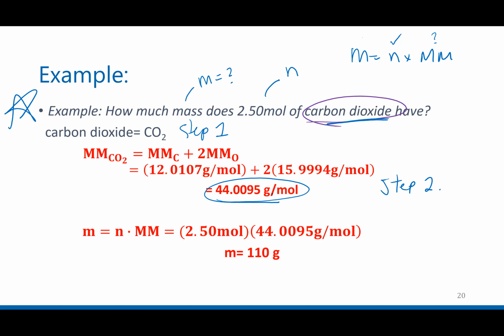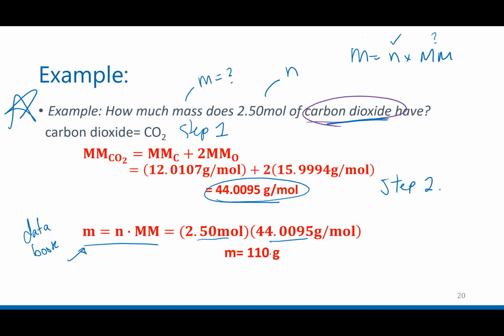So if I give you the chemical formula, your next step is to get the molar mass, which is here. Again, what I did for the molar mass is I added 1 carbon and 2 oxygens, and I get 44.0095 grams per mole. Now, in this step here, I just use my formula from my data booklet. Remember, guys, these formulas are in your data booklet. I take my moles from my question, 2.50 moles. I multiply it by my molar mass, and I get 110 grams.